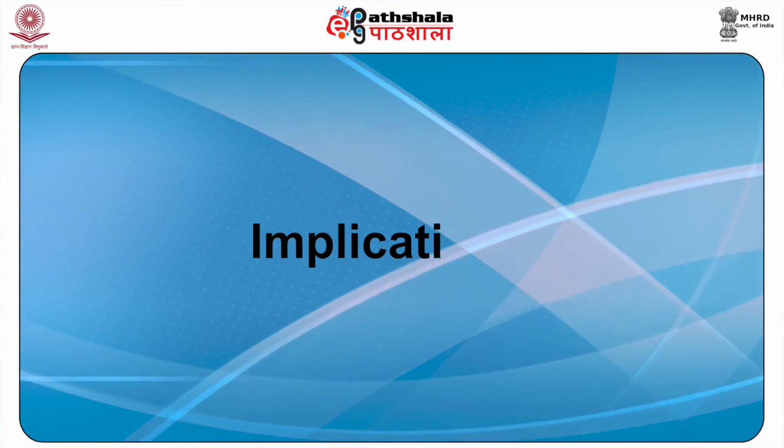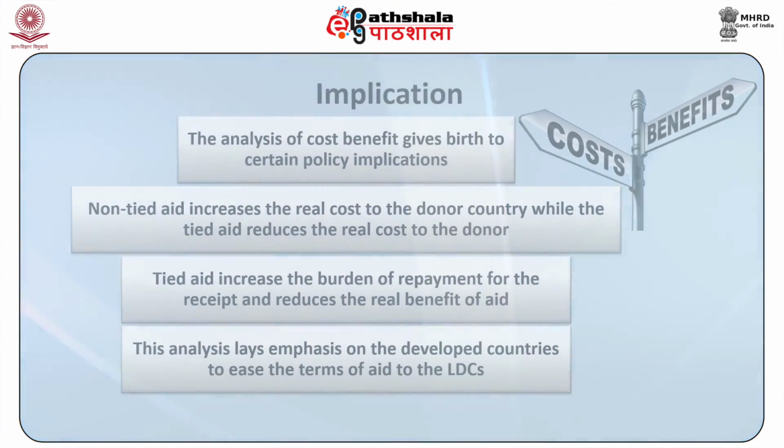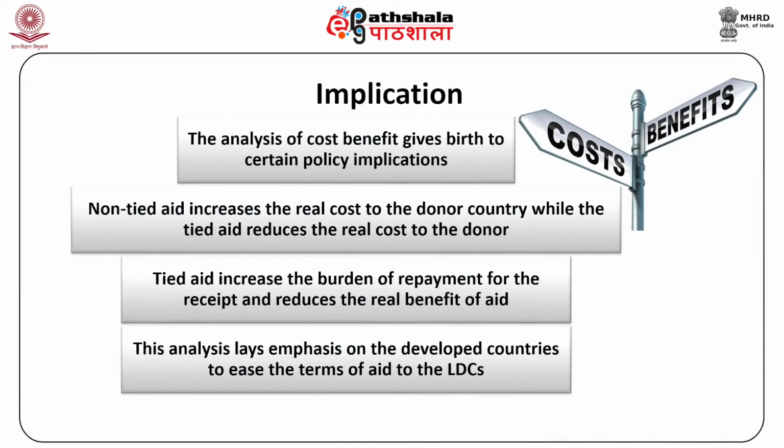Now moving on to the implications. The analysis of cost benefit gives birth to certain policy implications. Non-tied aid increases the real cost to the donor country, while tied aid reduces the real cost to the donor. Moreover, tied aid increases the burden of repayment for the recipient and reduces the real benefit of aid.